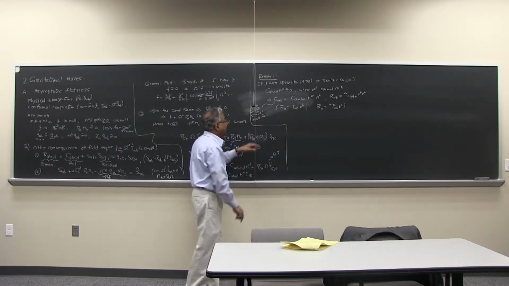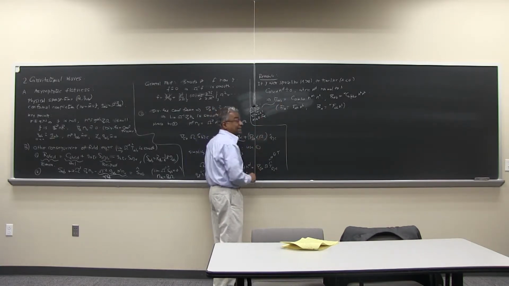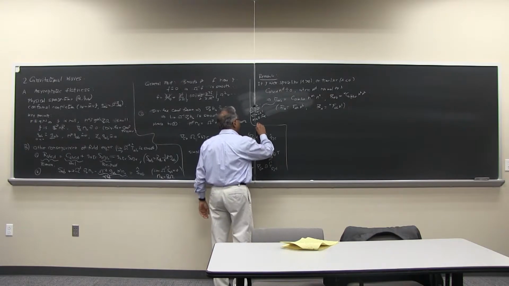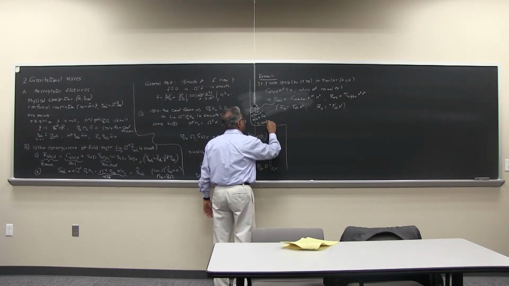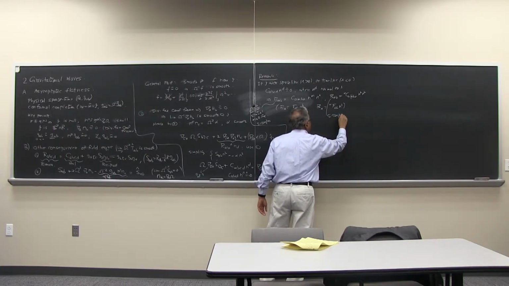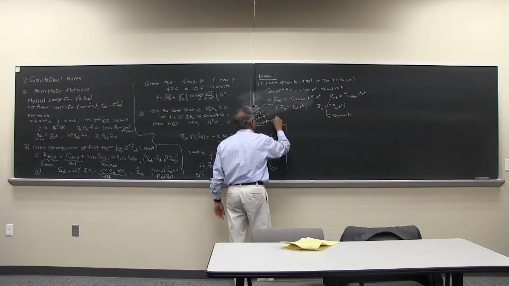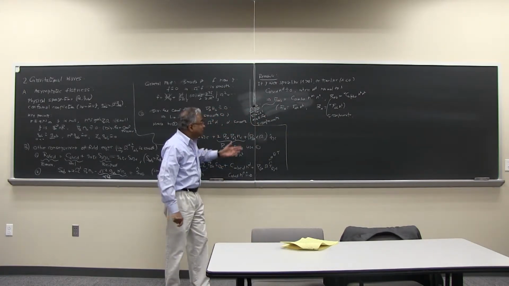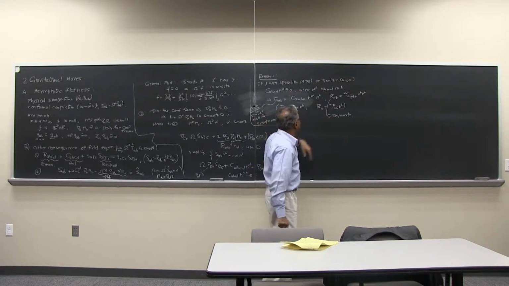It is spatial and symmetric, and therefore it has 6 components, and trace-free removes 1 component, so it has 5 components. And B also has 5 components, and together they're independent, and they make the 10 components of the Weyl tensor.